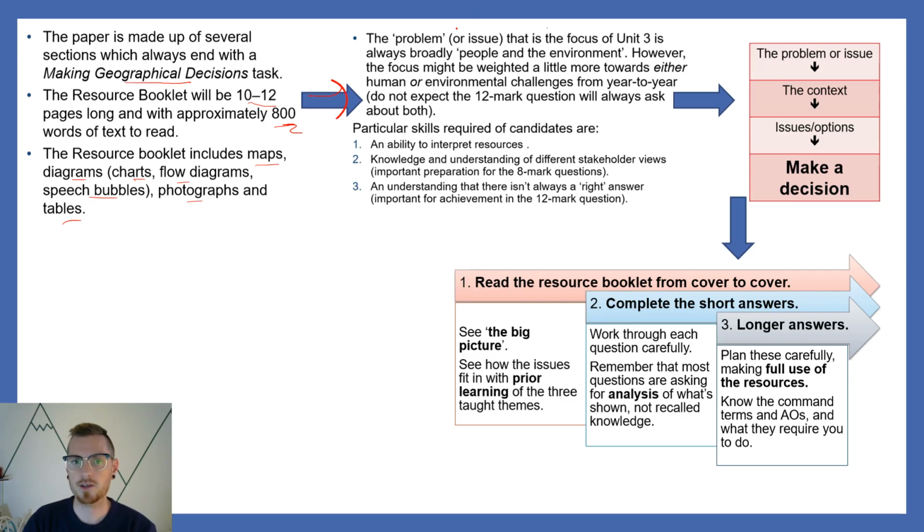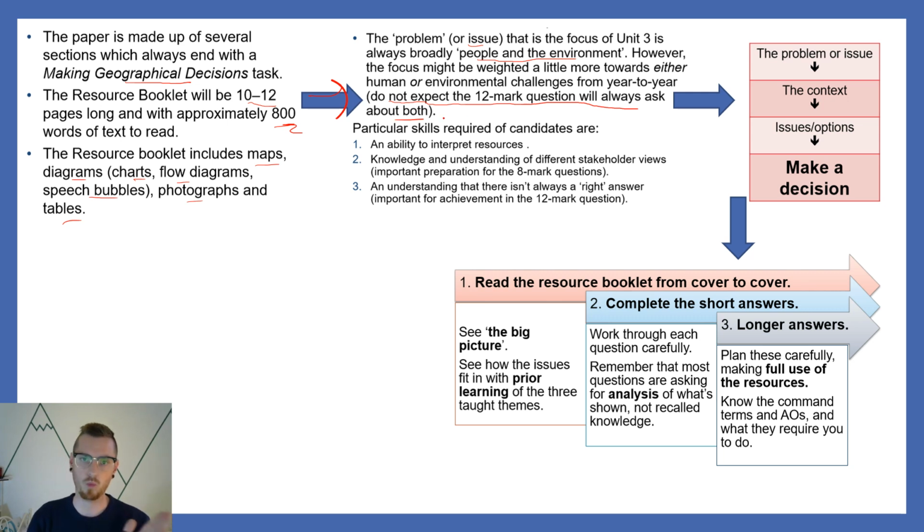Let's continue here then. So the problem or issue is the focus of this paper, Unit 3, Paper 3. And this paper is always about people and the environment. That's the name of this paper. But the weighting of the paper could be a little bit more towards human or a little bit more towards environmental. And last to point out there, do not expect the 12 marker will always ask you about both.